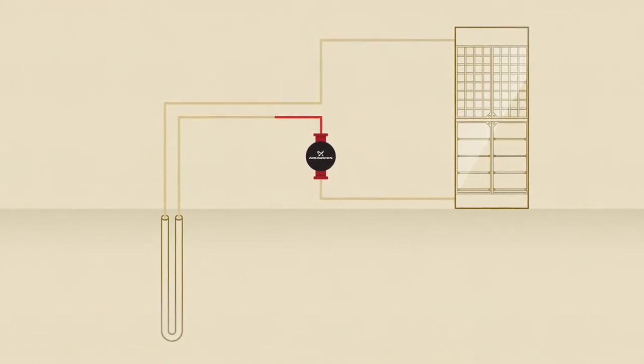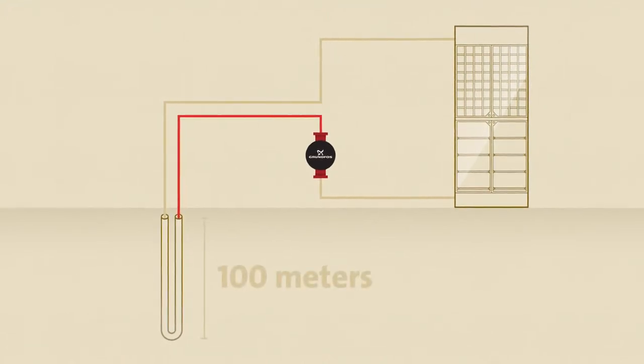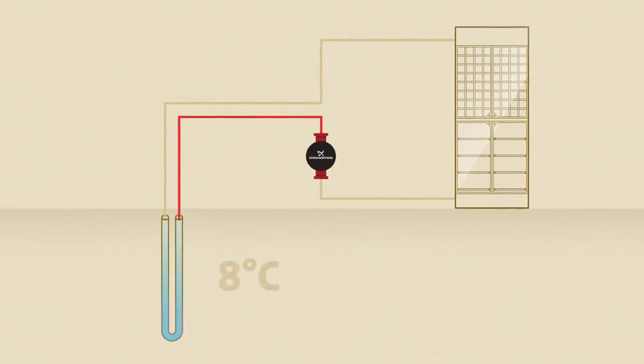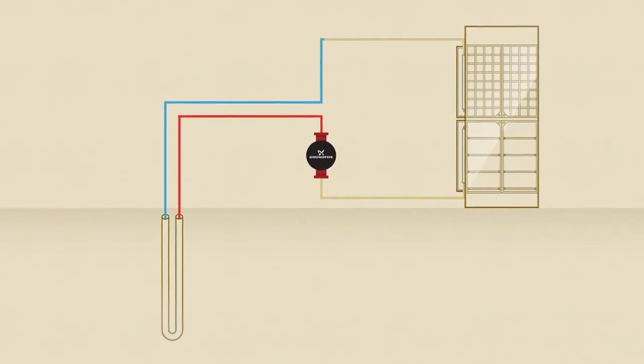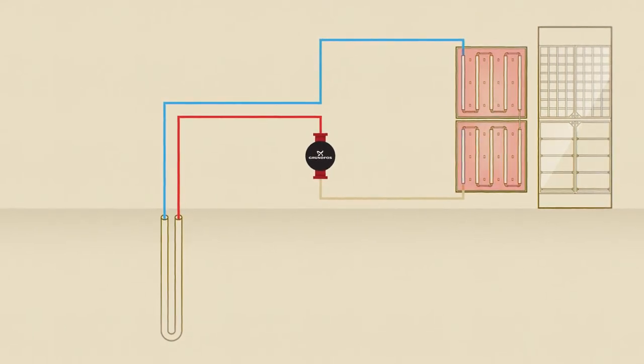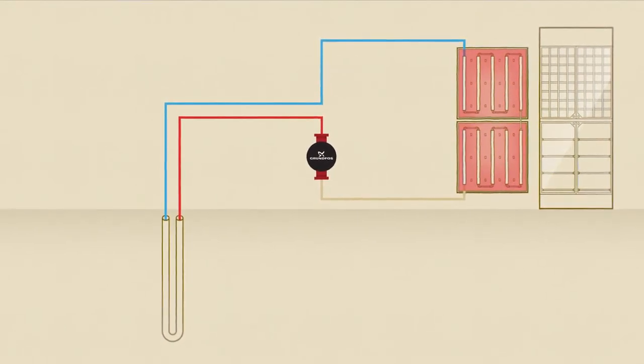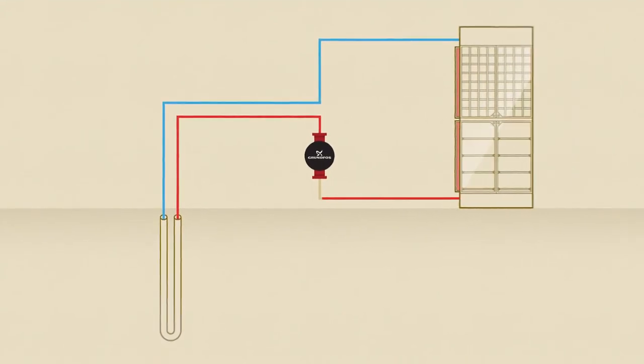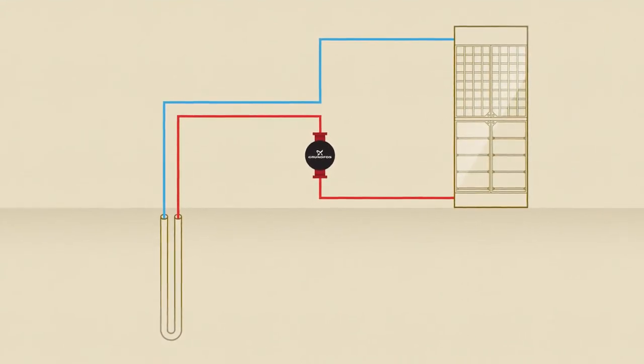From the pump, the water travels down two pipes to 100 meters below Frisholt. During this journey, the water is cooled down to about 8 degrees Celsius. When the water returns from underground, it continues via a joint supply pipe to the cooling panels on the back of the wine cabinets. Here it flows through the panels and absorbs the heat from the cabinets. The warm water then continues back to the pump via a return pipe, where it repeats the cycle.